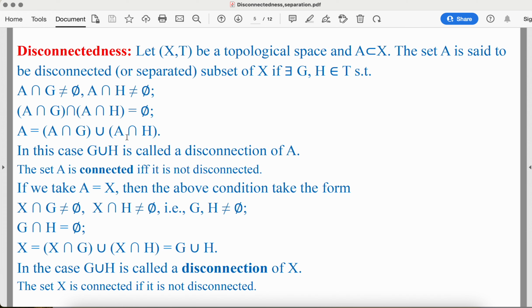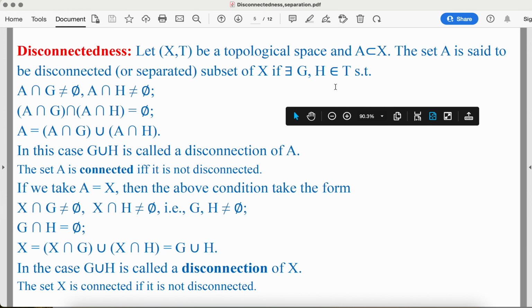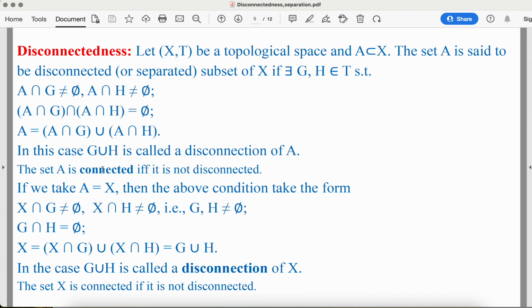If all three conditions are satisfied for some G and H, where G and H are elements of T, meaning they are open sets, then we say that A is a disconnected or separated subset of X. And in this case, G ∪ H is called a disconnection of A. And the set A is connected if and only if it is not disconnected.